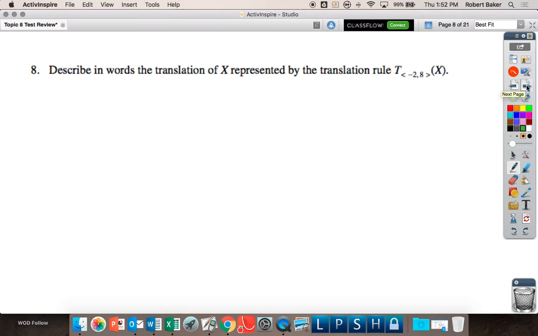Describe in words the translation represented by the translation rule T(-2, 8). Left 2, up 8. And that's exactly what the answer is going to look like on your test. It'll all be multiple choice.